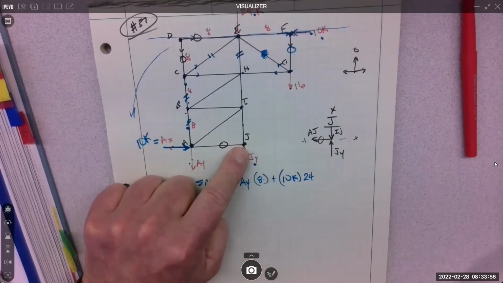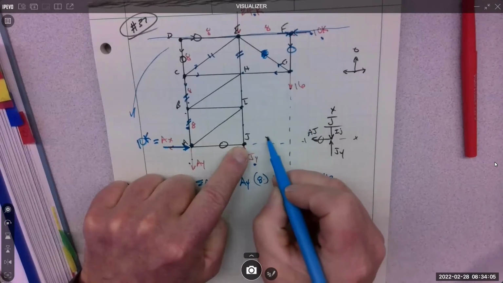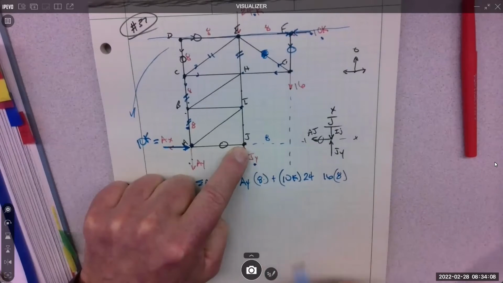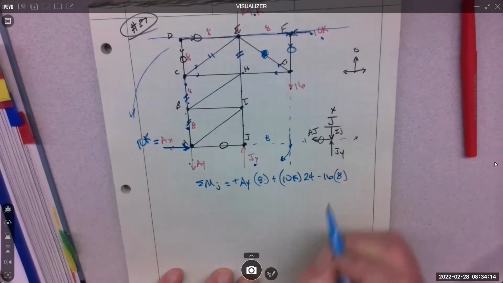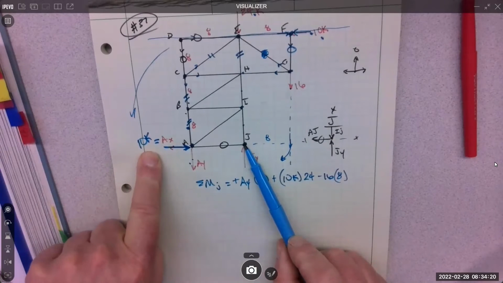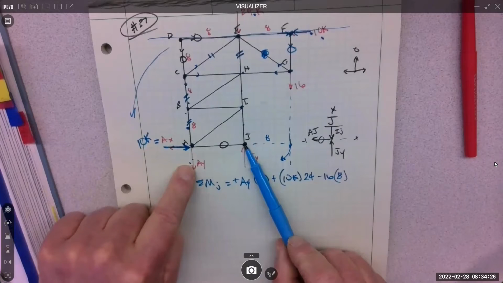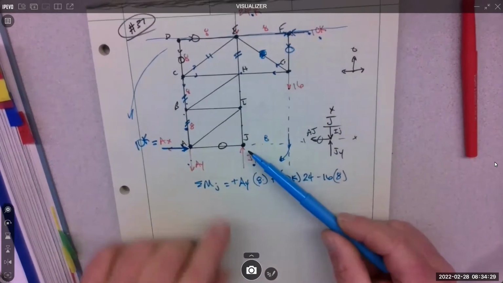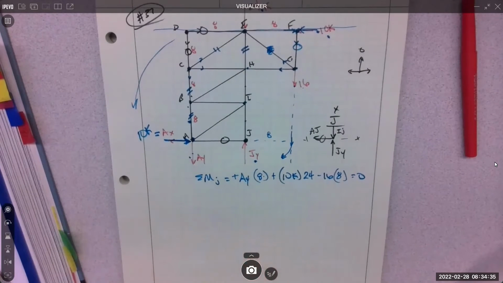What else? 16 times. Yeah, line of action is here. Distance is here at 8. And rotation, bring it down here, we'll spin it around. Negative. Anything else create moment about J? What about this 10K? No. Goes right through it. We got the AY. 24 dropped out, goes right through it. We got the 10, we got the 16. I think we're good. Set it equal to 0. Algebraically solve it to see if it's plus or minus.